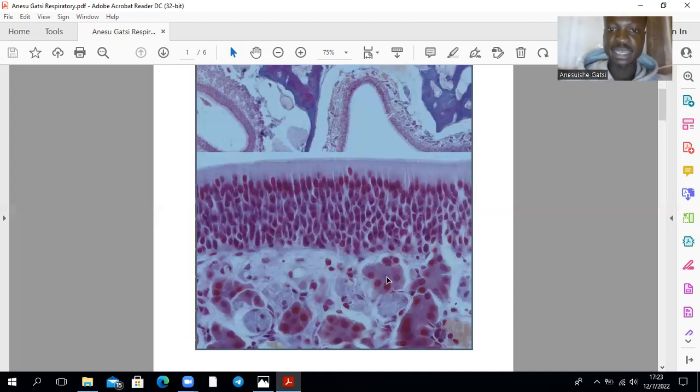Then, so basically this is the mucosa of the olfactory epithelium. Those are the three types of cells in the epithelium. This is the lamina propria with the Bowman's glands. Then you also find blood vessels, you find nerves. The blood vessels are for you to actually warm the air that you're taking in.